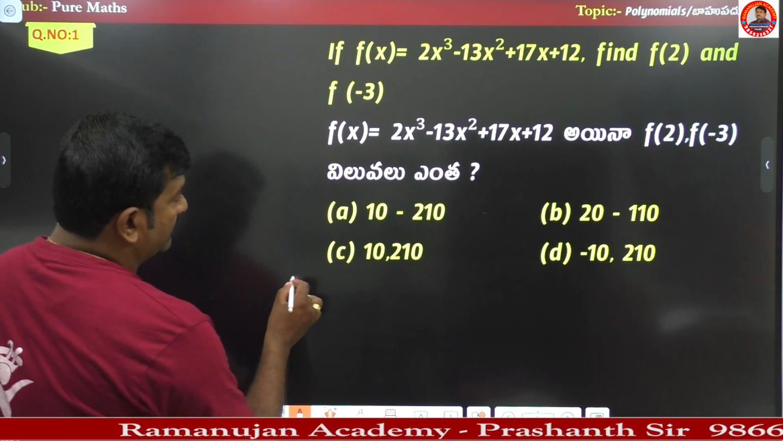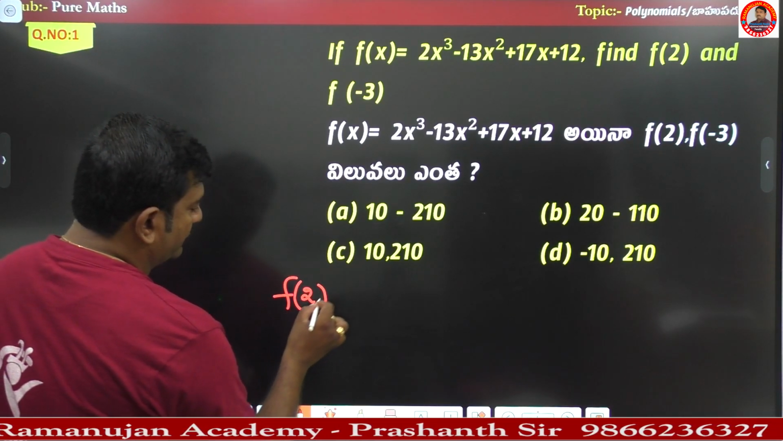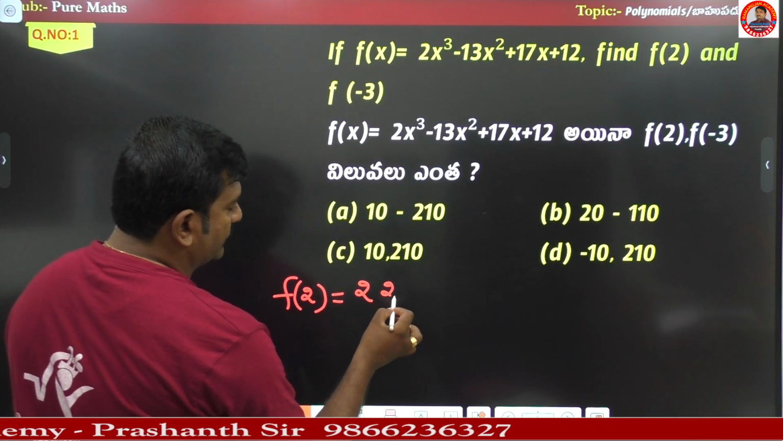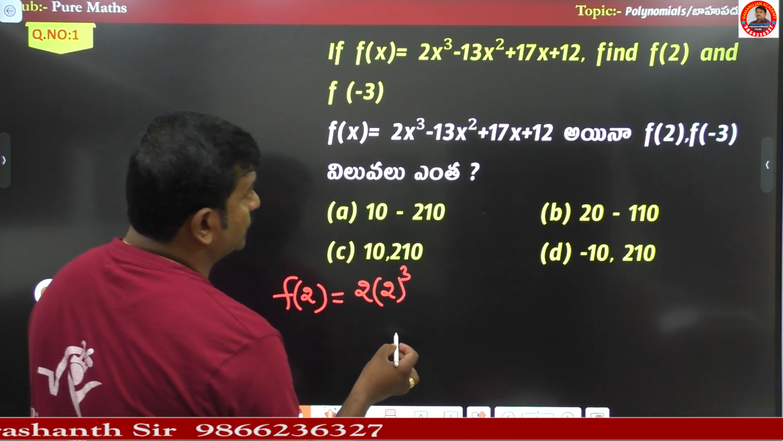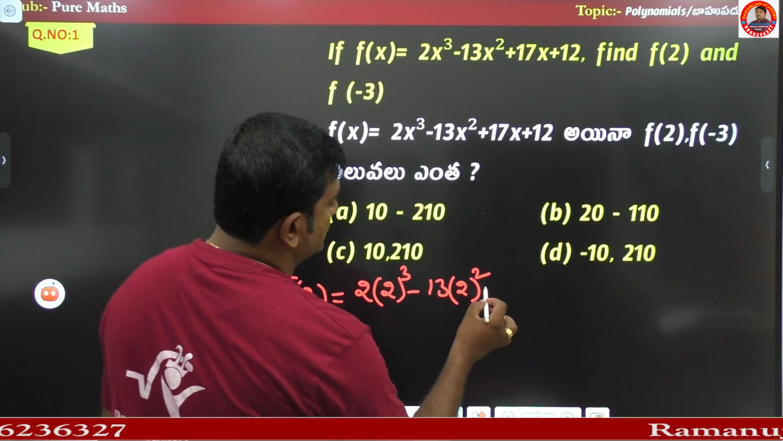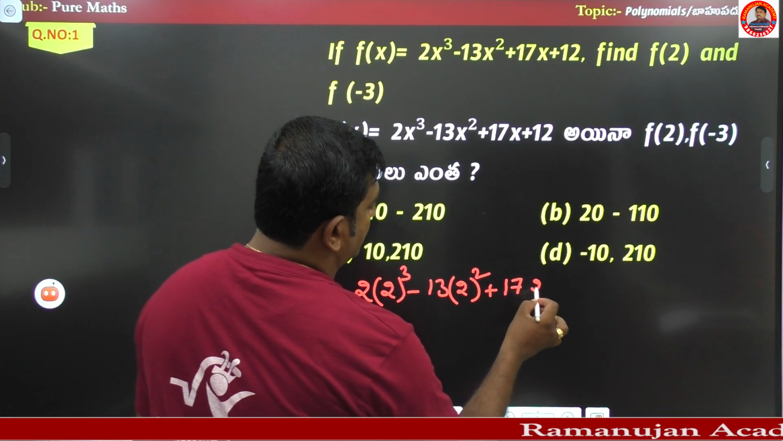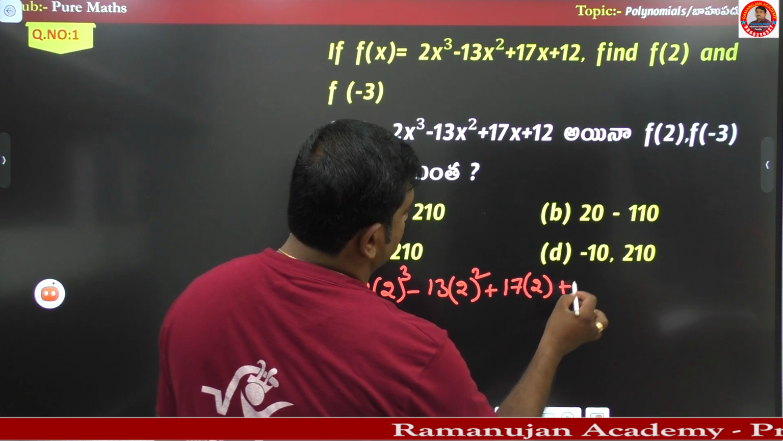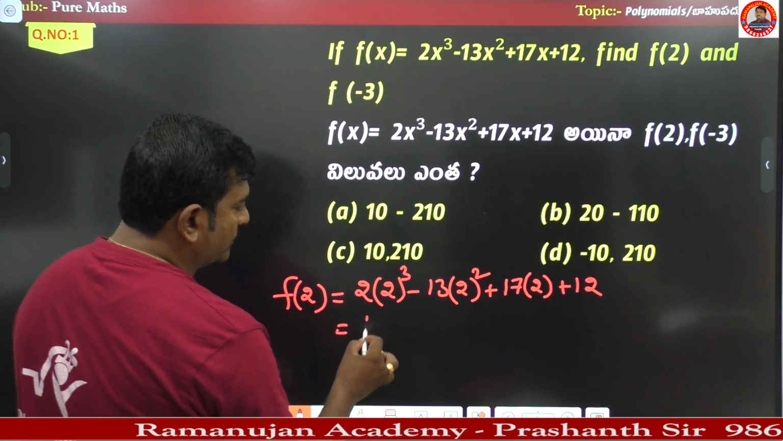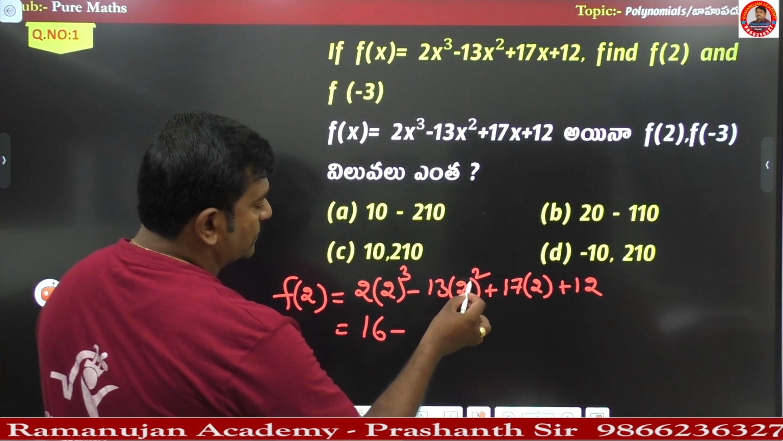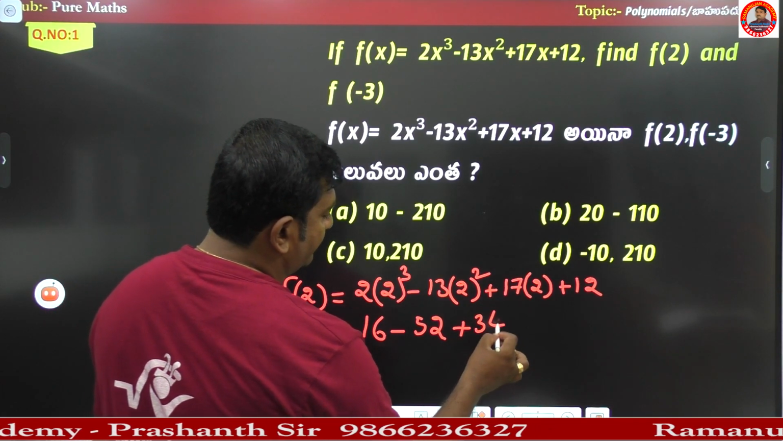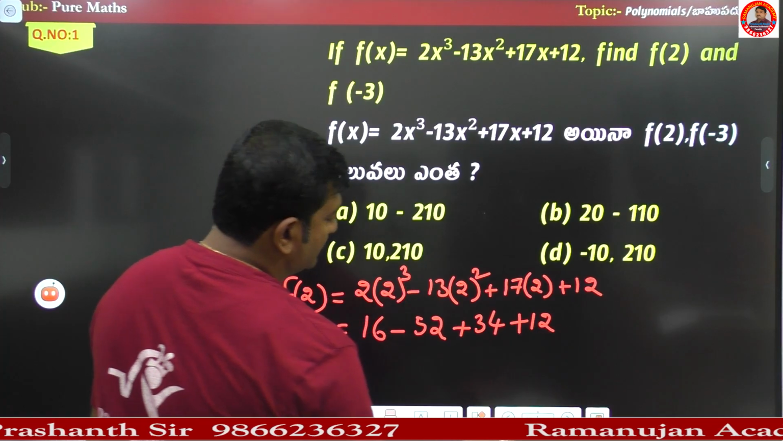Now in the f of x polynomial, wherever x is there, putting 2, f of 2. I am writing the terms directly. 2 cube, in place of x I am taking 2. So 2 cube minus 13 into 2 square plus 17 into 2 plus next what we have, 12. Therefore this is 2 cube value 8. 8 into 2 means 16, minus 2 square value 4, 13 4s are 52, plus 17 2s are 34, plus 12.